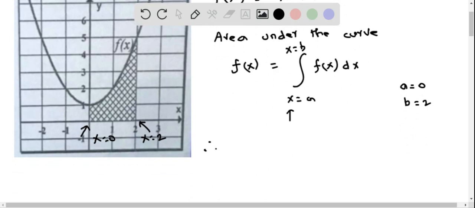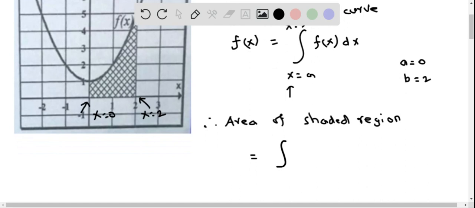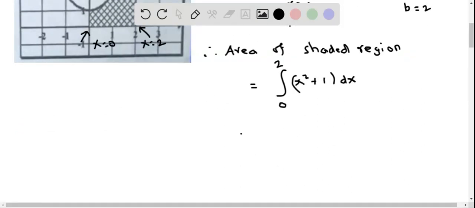So let's find the area of the shaded region, and this equals the definite integral from a equal to 0. So I put the lower bound as 0, upper bound is 2, and then replace f of x by x squared plus 1. So this is x squared plus 1 dx. So we are going to evaluate this definite integral. We integrate x squared using the power rule of integral.